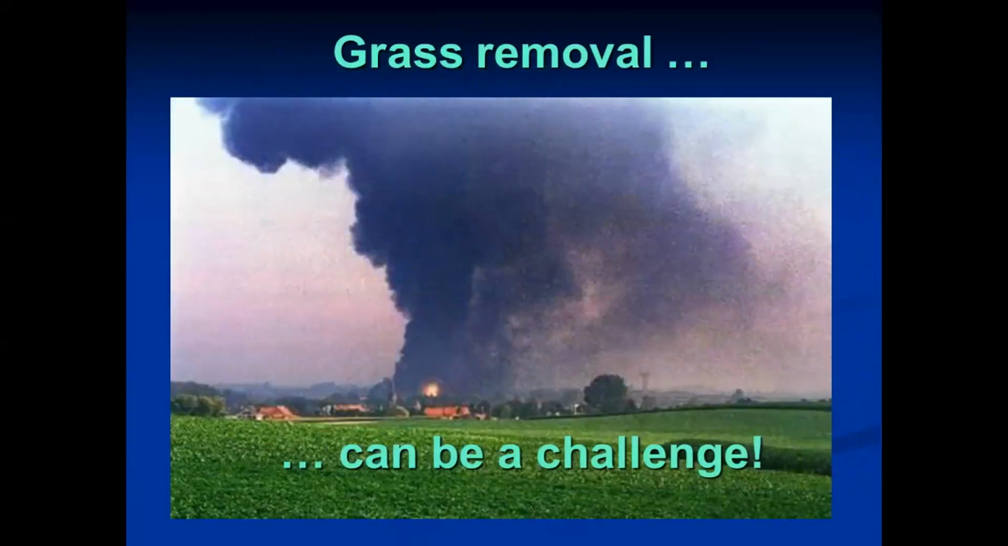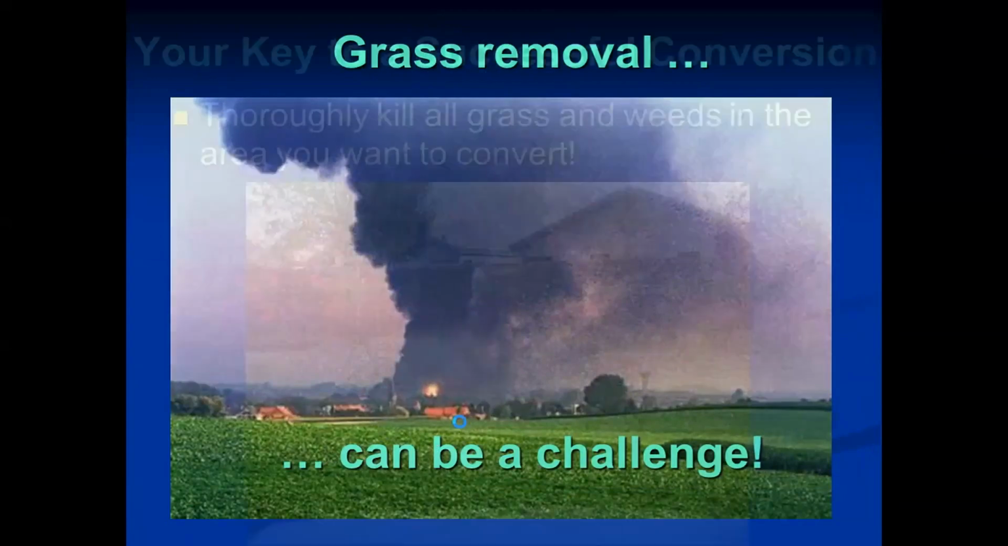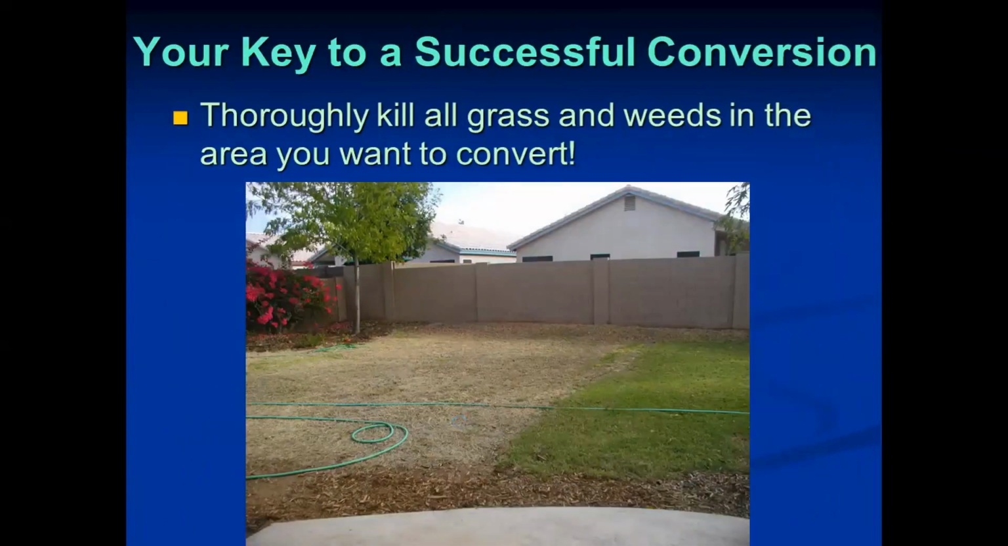It can be pretty tough. One thing that makes Bermuda grass so great for our desert environment is that it grows when it's 115 or even hotter. It can survive the winter and then come back to life in the spring. But that's also why it's so hard to get rid of. And the key to making a conversion, because you don't want that Bermuda to grow back, you've got to thoroughly kill it along with all the weeds in the area where you're thinking about making your conversion.